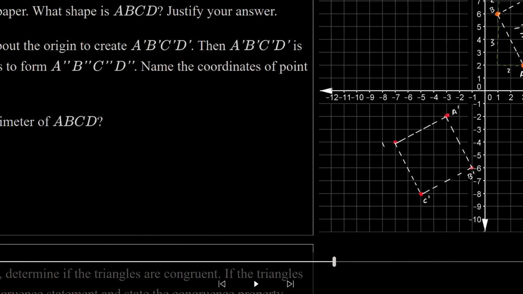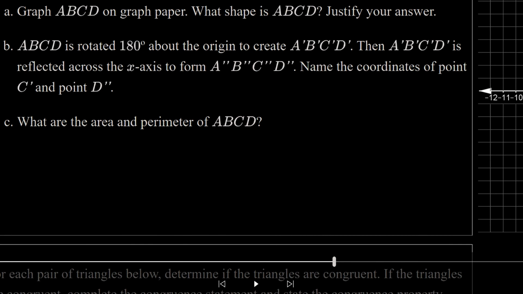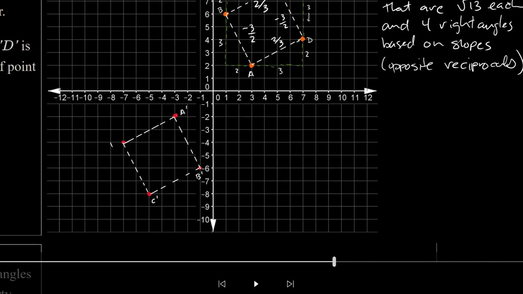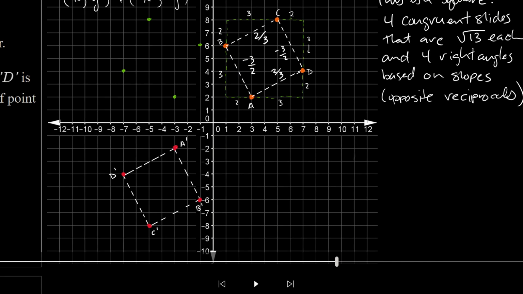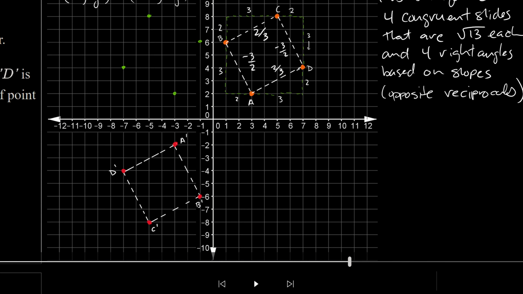Then the other thing that happens is I have to reflect this across the x-axis to figure out where D double prime is going to go. I'm not going to do all of those shapes, but if I look at this, you can see these green dots here. These green dots are the reflected points. So I'm reflecting across the x-axis. You can see here's where D is, right? D is going to go up to here. So D double prime is located at (-7, 4).